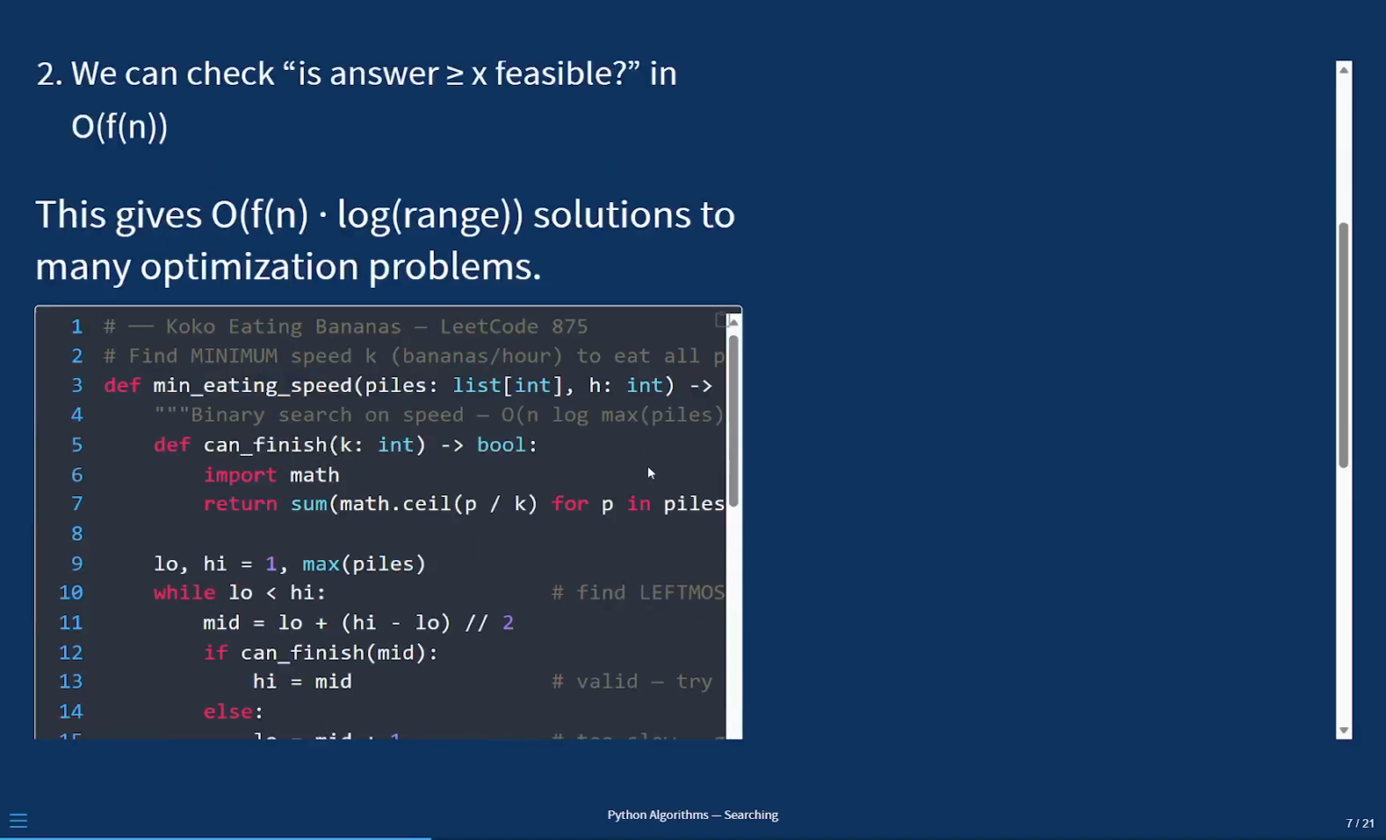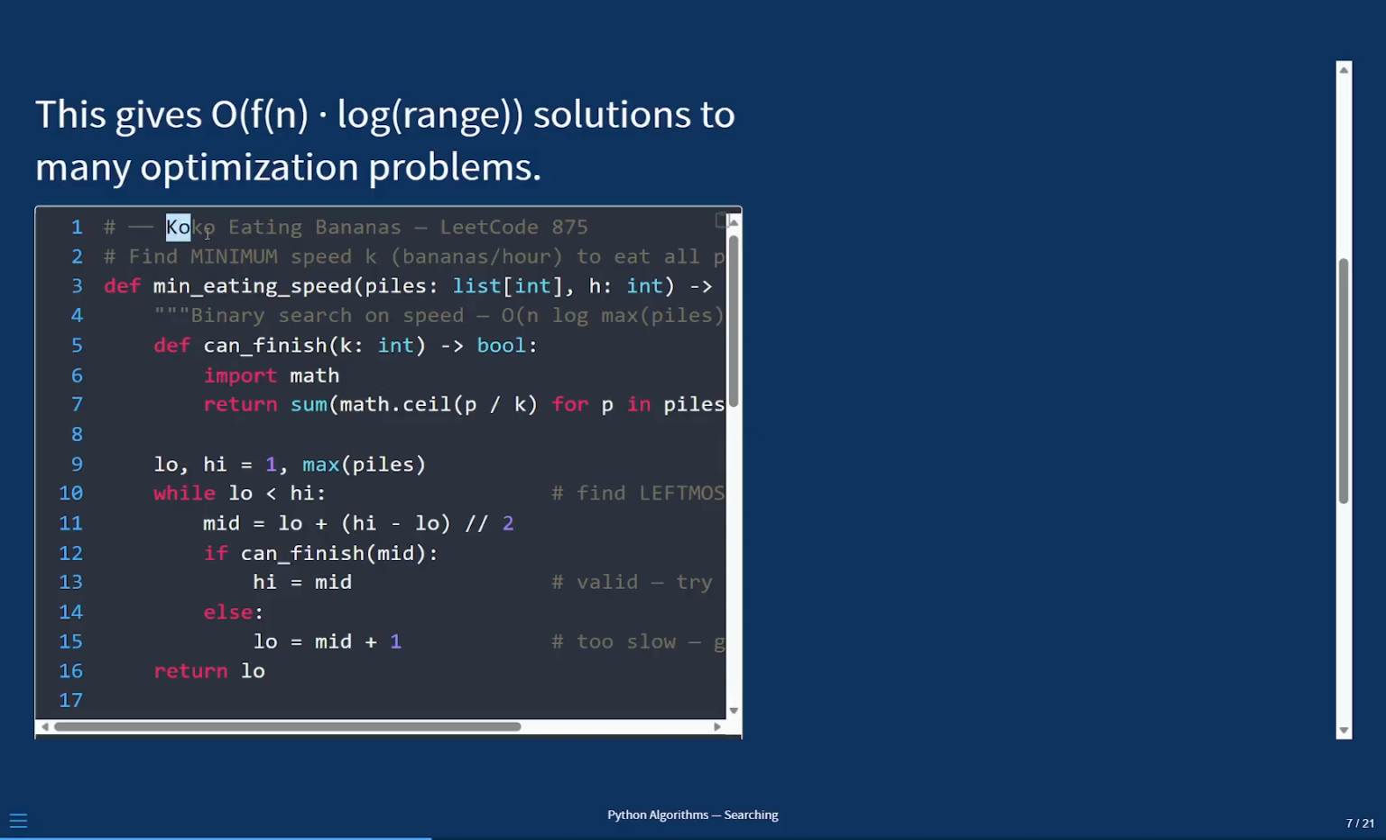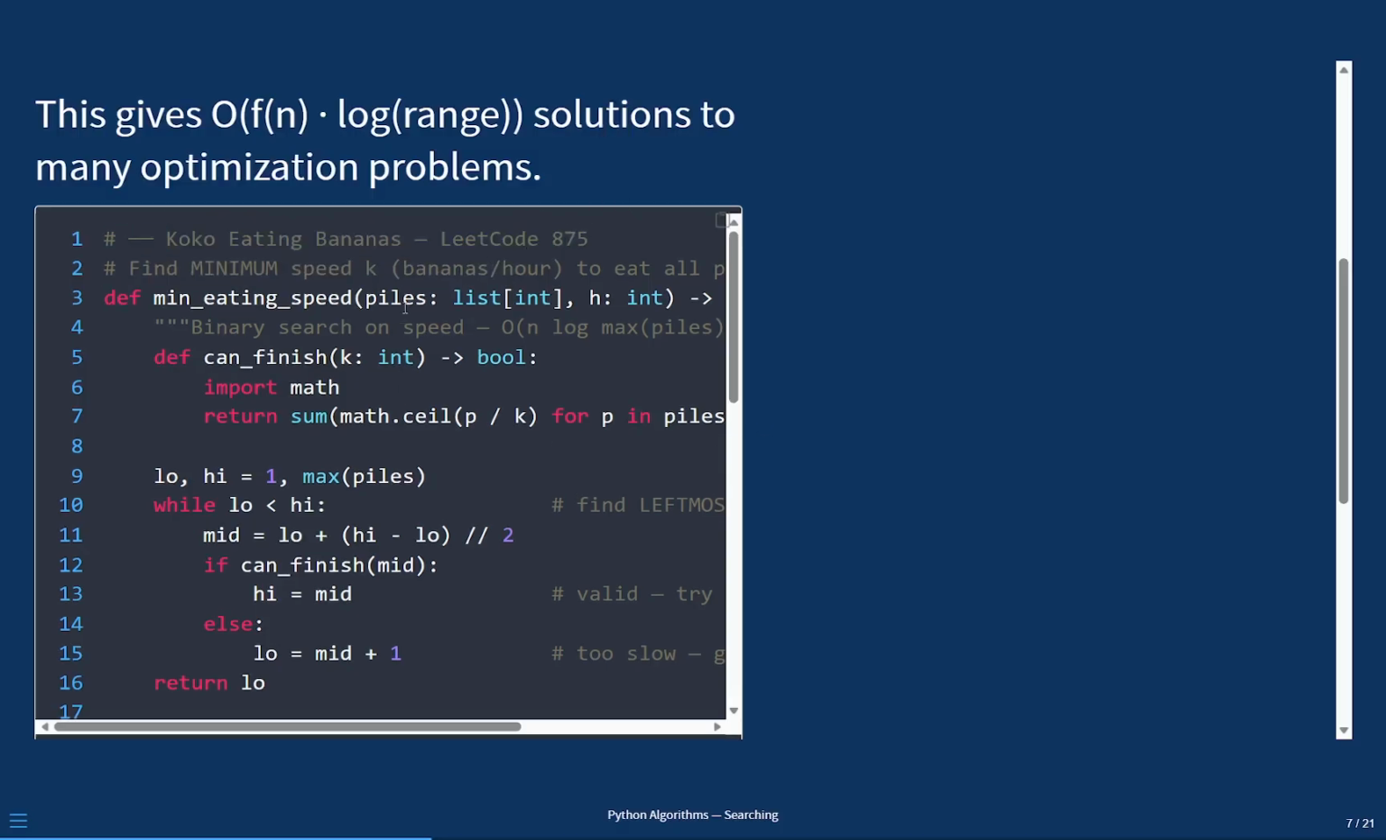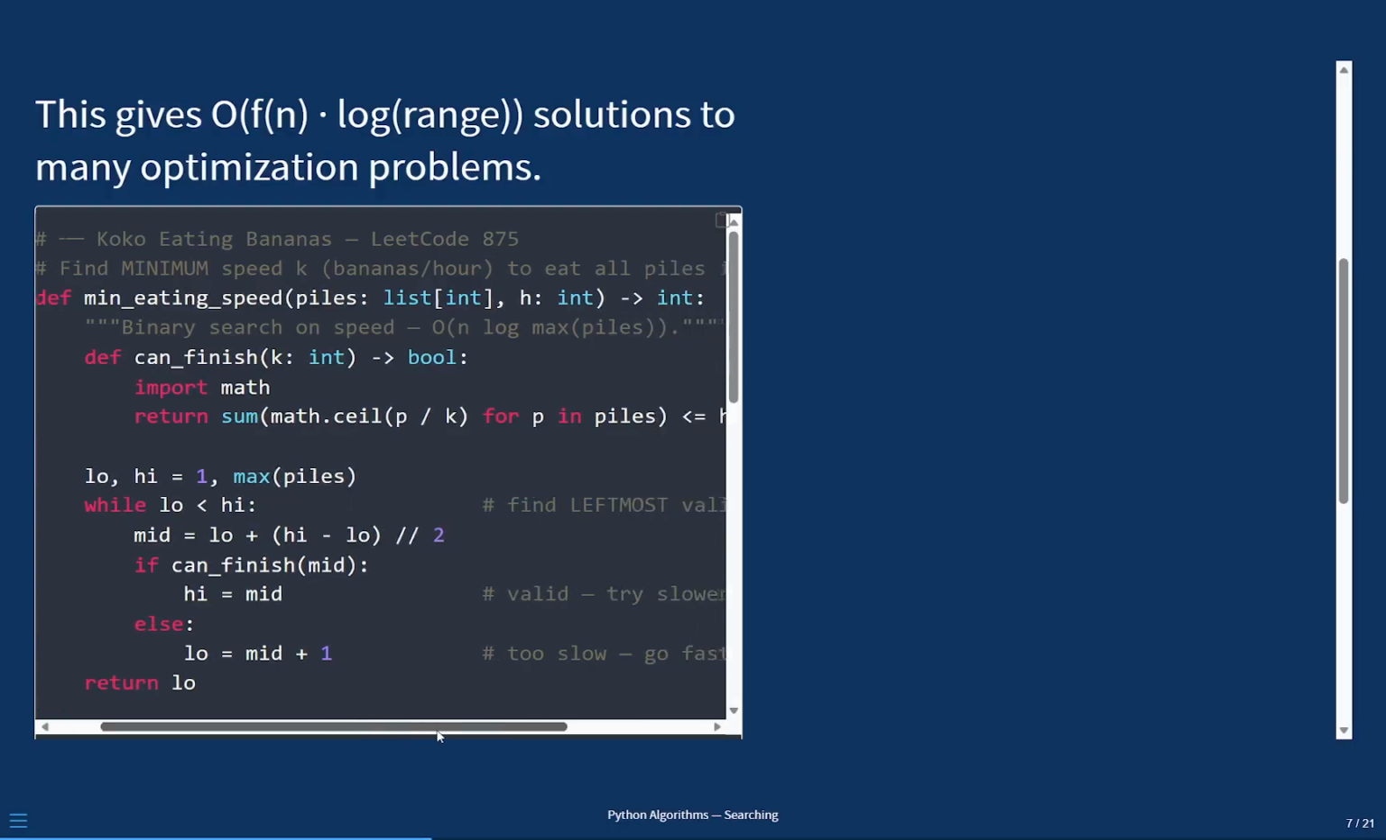Click. Koko eating bananas is the classic example. Koko must eat all piles within h hours. We want the minimum speed k, in bananas per hour. The answer lies somewhere between 1 and the size of the largest pile. For any candidate speed k, can_finish(k) checks whether k is sufficient in O(n).